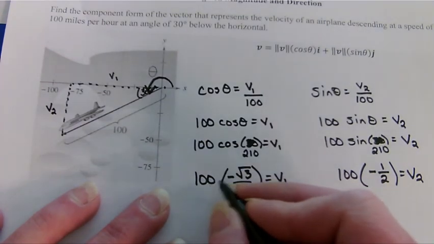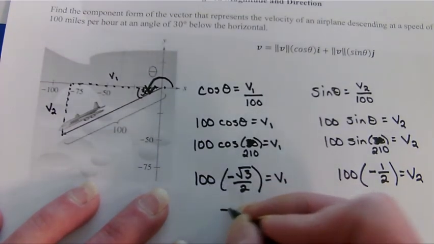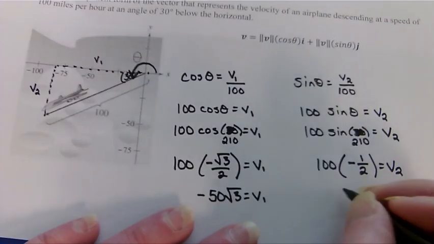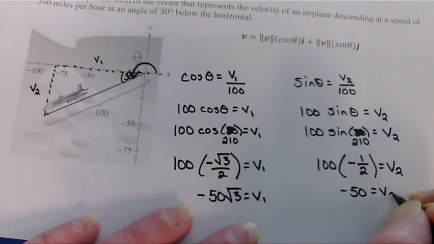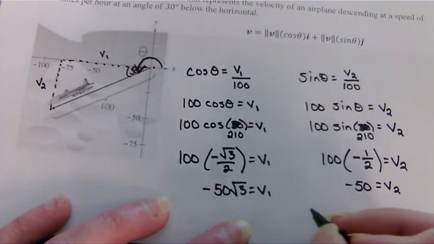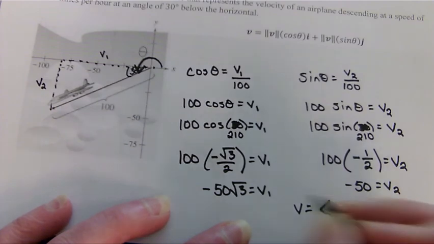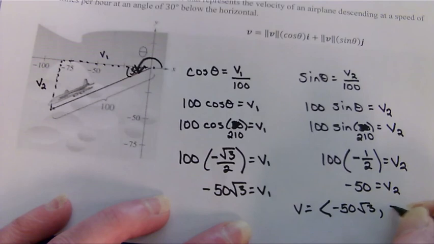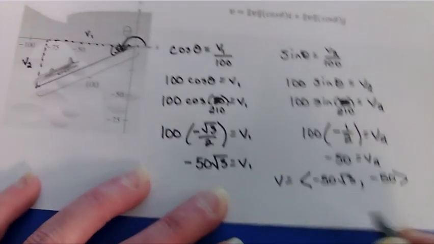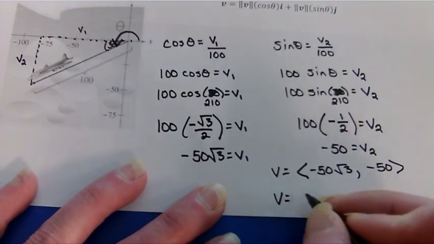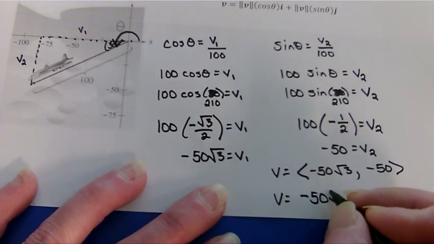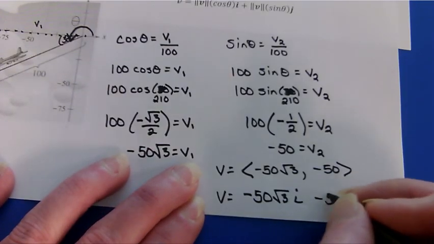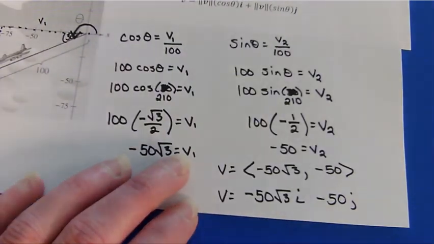So this is going to be 50 times negative square root of 3, so that's negative 50 root 3. And this would be negative 50. So I could write vector v as the horizontal component and the vertical component, or write it with the weird i's and the weird j's, but it's still the same thing.